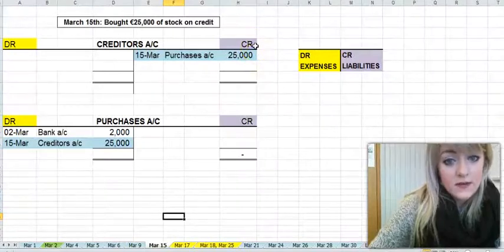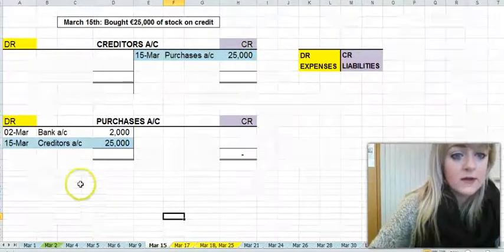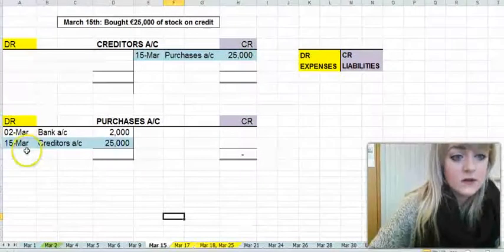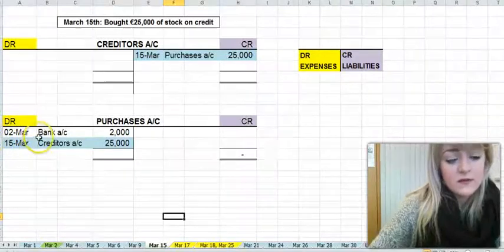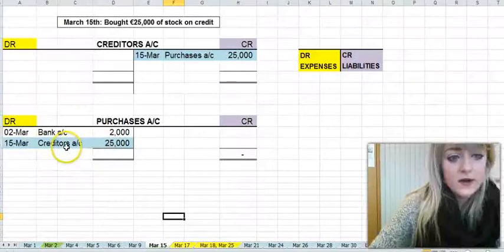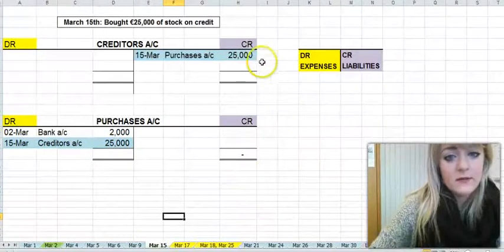So her liabilities, €25,000. So we credit her creditor's account, and then we debit her purchases account. So before, you can see on the 2nd of March, when we did this earlier, she paid for the stock, so it went to her bank account of €2,000. This time it's her creditor, she hasn't paid for it yet, but it's still in her purchases account, it's still an expense. So €25,000 here, we debit our expenses, and then as I said, we credit our liabilities.